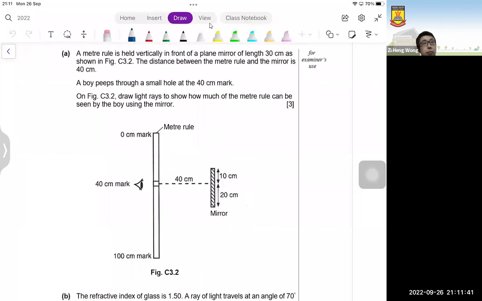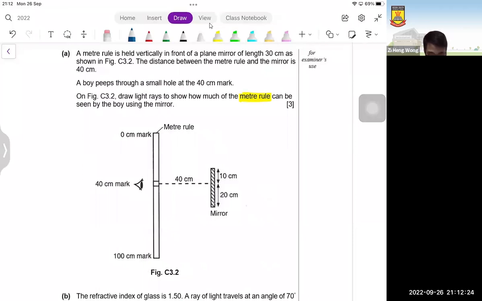So for some examples, let's see. This first one is a reflection ray diagram, correct? They say there's a meter rule and a plane mirror, and the distance between the meter rule and the mirror is 40 cm. He peeps through here. Draw light rays to show how much of the meter rule can be seen by the boy using the mirror. So in this case, one way you can do this is, step one, this is the object. They want you to see the meter rule, so my object is the meter rule.